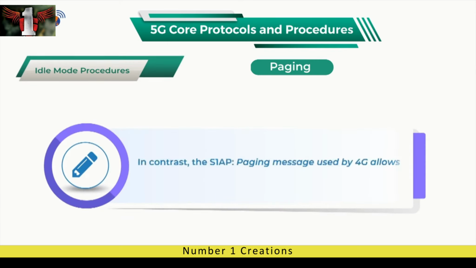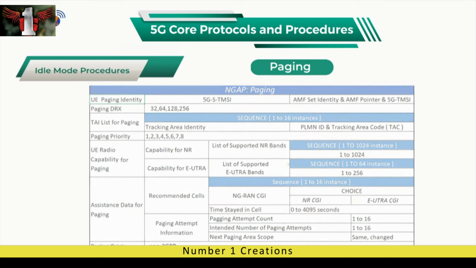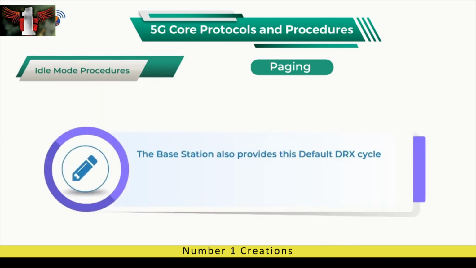The use of a temporary identity helps to improve security by avoiding exposure of the permanent UE identity. In contrast, the S1AP paging message used by 4G allows the UE to be addressed by either its IMSI or S-TMSI. The paging DRX field can be included to ensure that the base station determines the correct DRX pattern being used by the UE. The base station broadcasts the default DRX cycle duration within SIB1. The base station also provides this default DRX cycle duration to the AMF during the NG interface setup procedure.